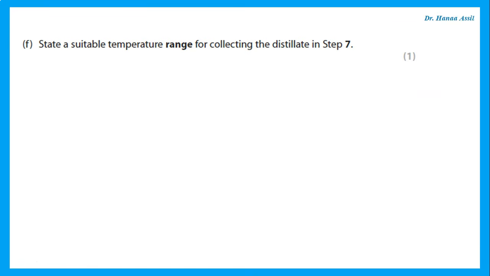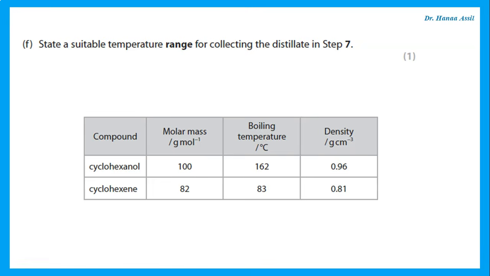State a suitable temperature range for collecting the distillate in step 7. What are we collecting? We're collecting cyclohexene. Well, cyclohexene has a boiling temperature of what? It has a boiling temperature of 83. So what temperature range should I collect this fraction in? If it's boiling at 83, then I should collect it within that range. So let's say within 81 to 85, what is coming out is cyclohexene.